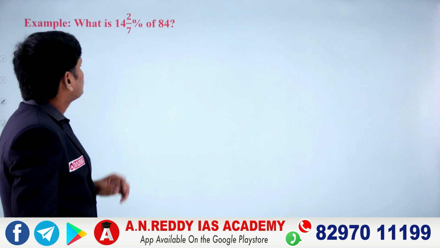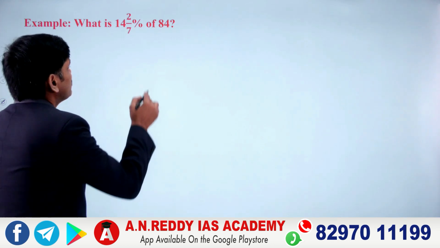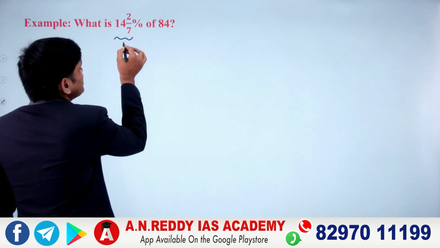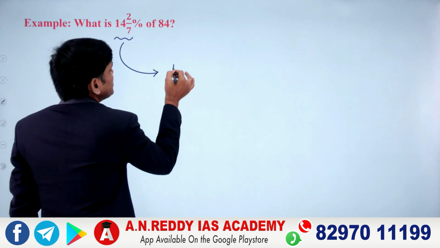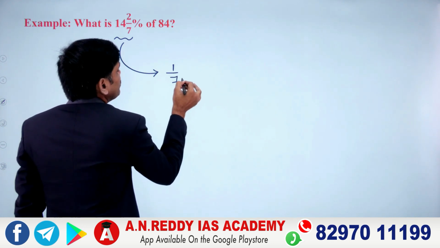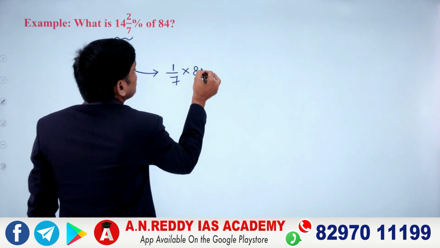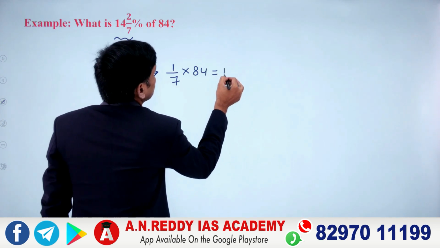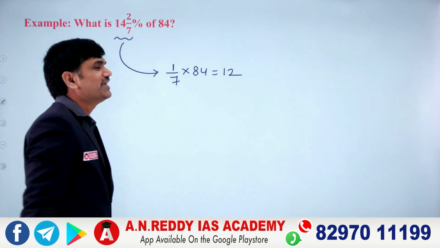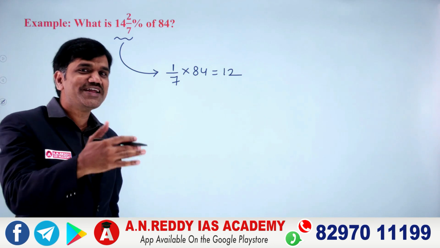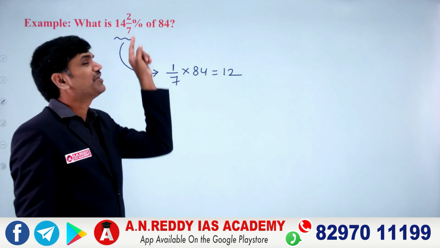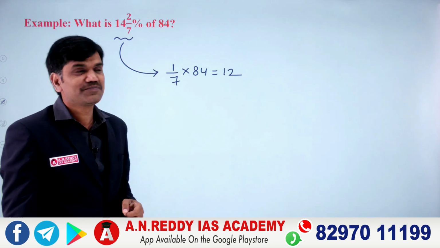Now, what is 14 2 by 7% of 84? The moment you see this, you can say that 14 2 by 7% is nothing but what fraction? 1 by 7. 1 by 7 of 84 is nothing but how much dear? 12. So directly you can get the answer like this, provided you know the fractional equivalent of that percentage.